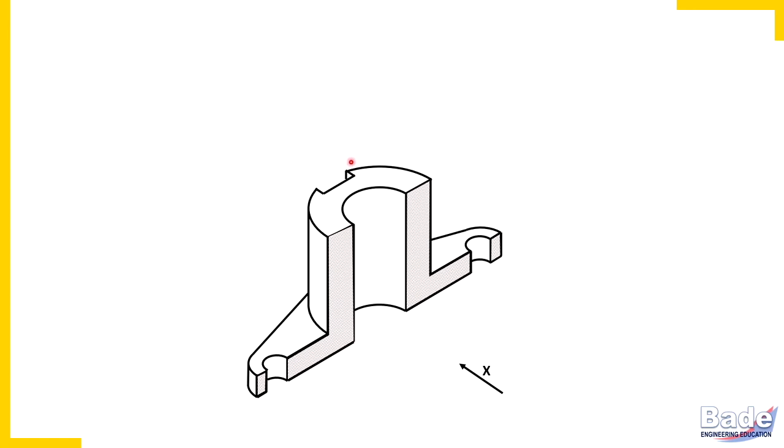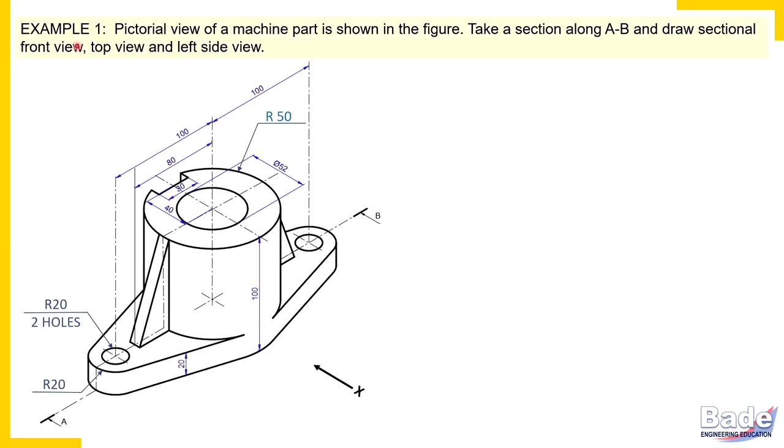Now we'll actually solve a problem and you will understand how we are going to use these observations to draw sectional views. Read this problem. Pictorial view of a machine part is shown in the figure. Take a section along AB. Now watch here. So this line is the cutting line and you are asked to cut it in this manner along this line, and draw the sectional front view, top view and left side view.